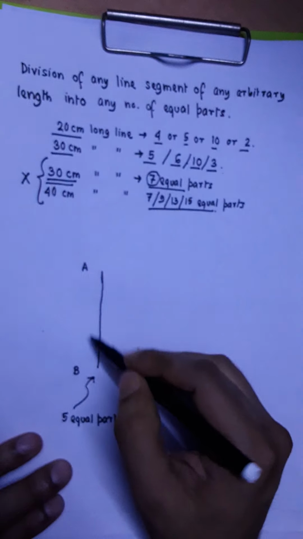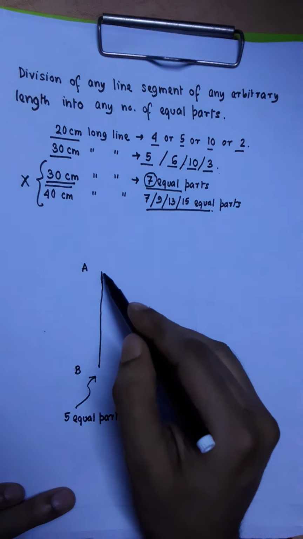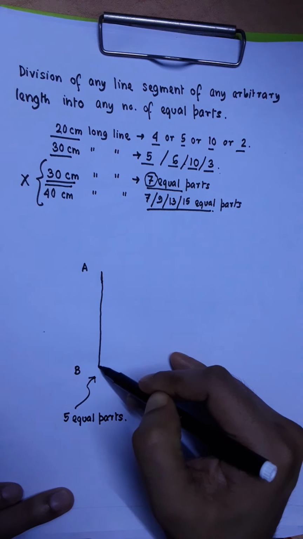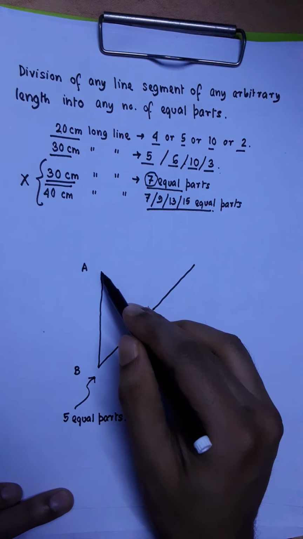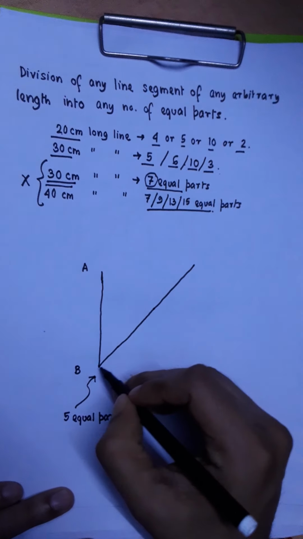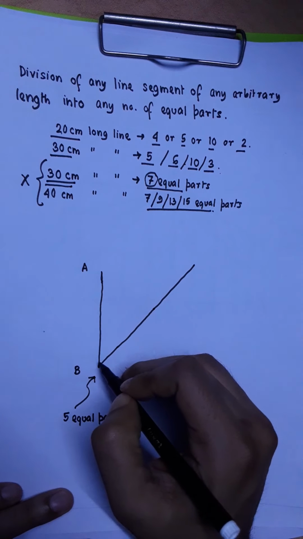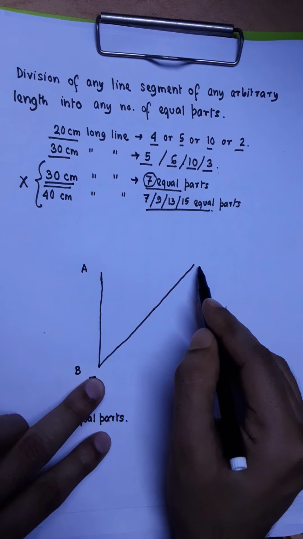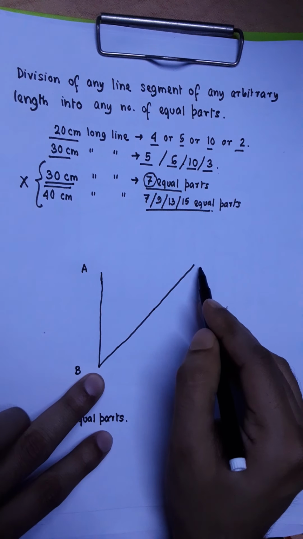Okay, so the technique of dividing this line into 5 equal parts without using any ruler is like this. From the point A or from the point B, you draw another line which is just a construction line. From the point A, it can be drawn like this. It can be drawn from the point B also. And this line has to be drawn at an acute angle with the original line AB. And the length of this line is arbitrary. So you can make this line of any length of your choice.